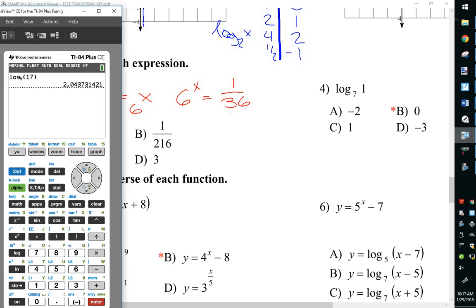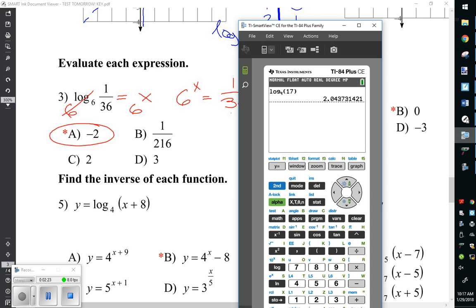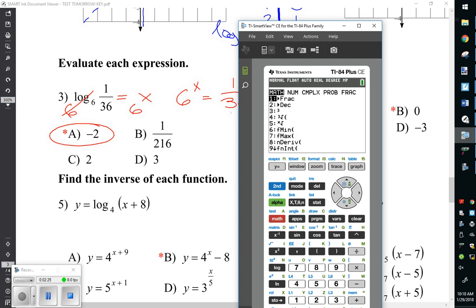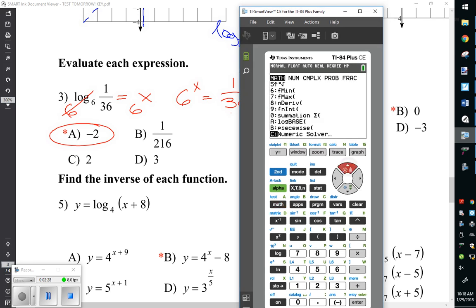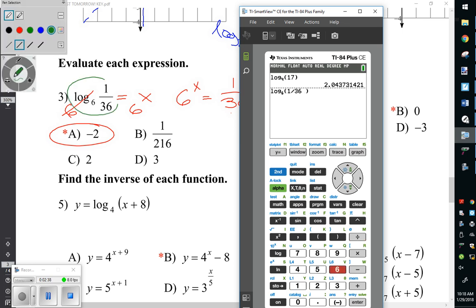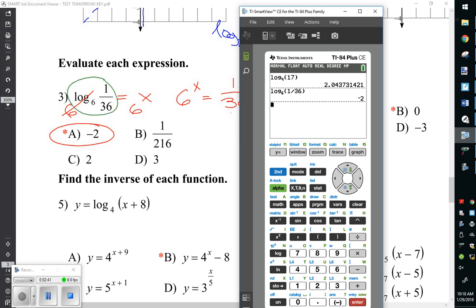If you don't like that, remember you can always just type that thing in as well. So we hit the math button. We're going to log base 6 of 1 over 36. That's exactly what's written right here. We type it in, you hit enter, you get negative 2 just like we wanted.